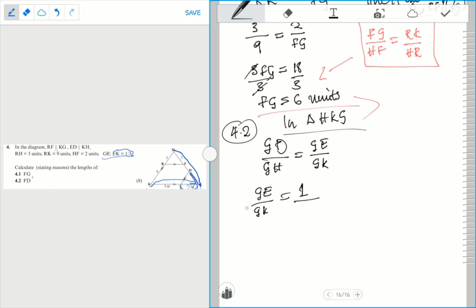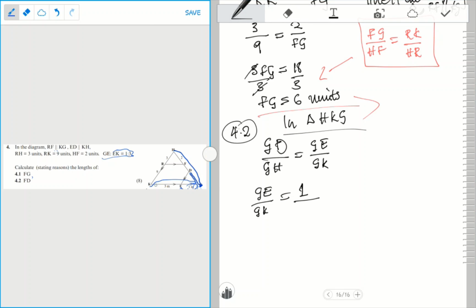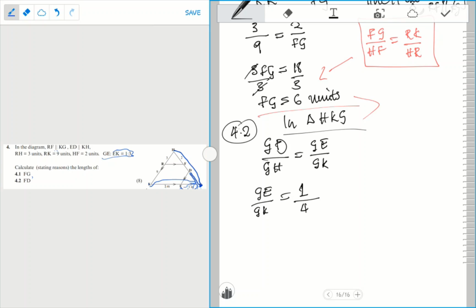And then our GK is what? Is 3. Oh, sorry, it's not 3. Basically, it's 4 because GK is the distance from G and K, which means we're adding the 2, and then we'll be having 4 in that case. Then we were told to get GD. This means that we can say GD over GH is equals to 1 over 4, because we can replace that side.